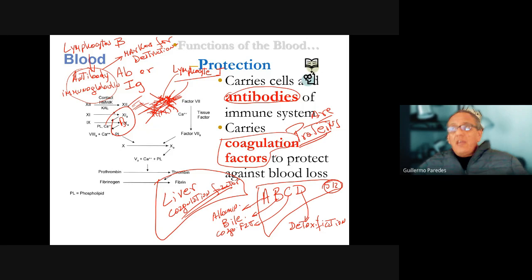The bile is actually another function of the liver. The liver collects many other elements, produces the bile and puts it into the gallbladder. The gallbladder does not produce bile. The gallbladder is going to store the bile. The one who produces the bile is the liver.